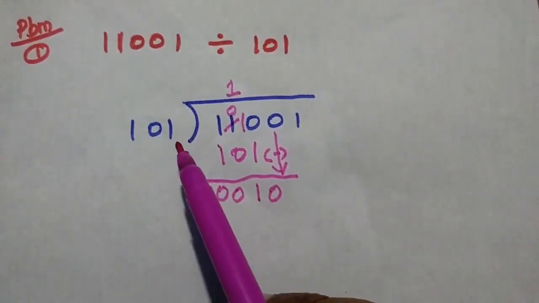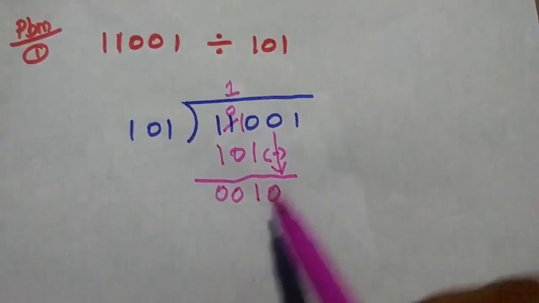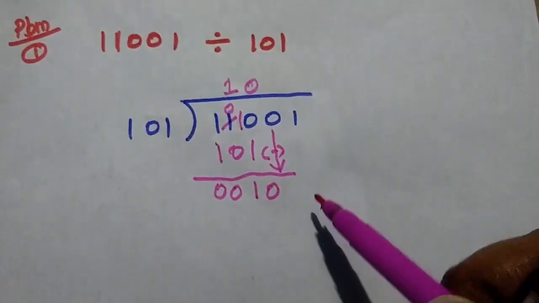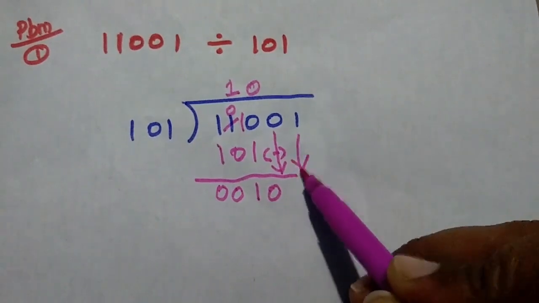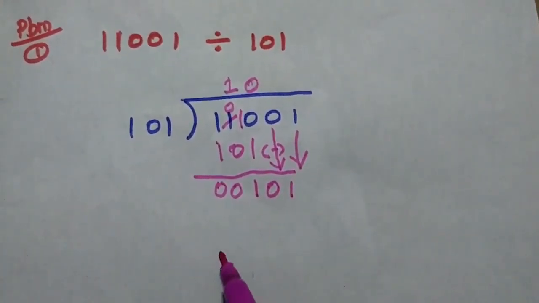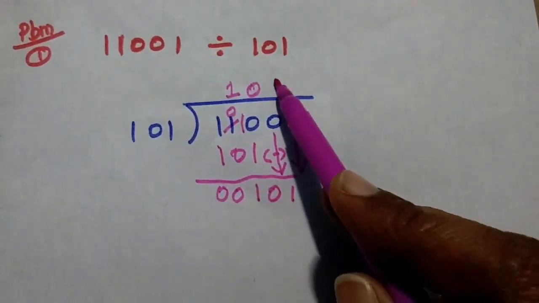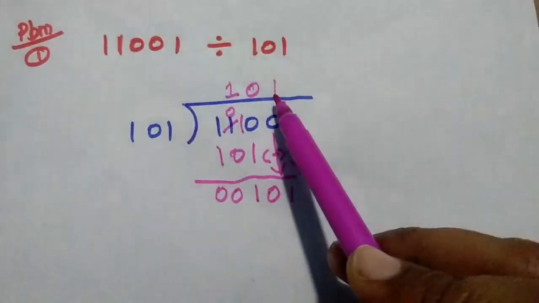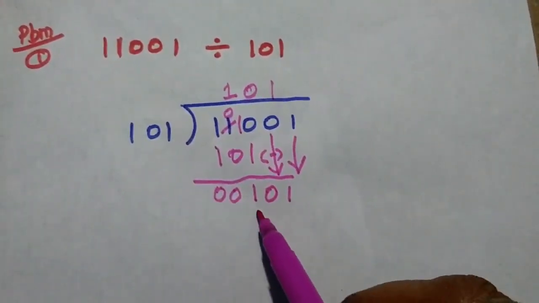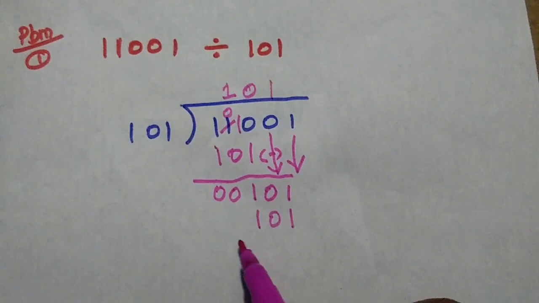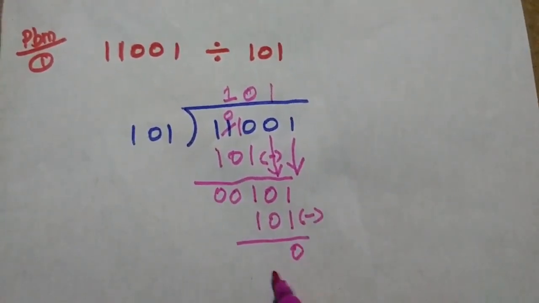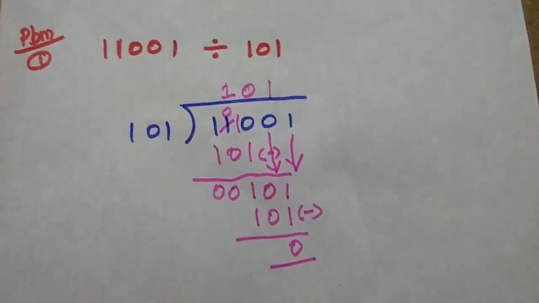Here it is 101. It is not divisible. That means we have to include 0 here, and then take another value. So it becomes 101. Now we can multiply by 1 with this number. So 1 into 101 we can get 101. Now if we subtract, we get 0 as the answer.